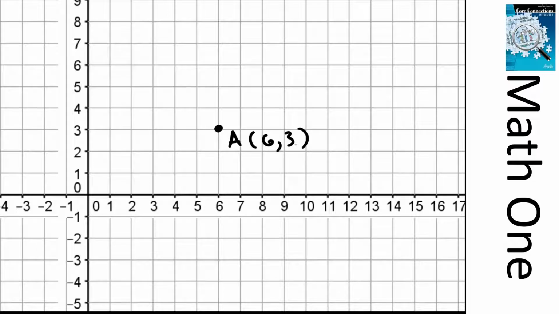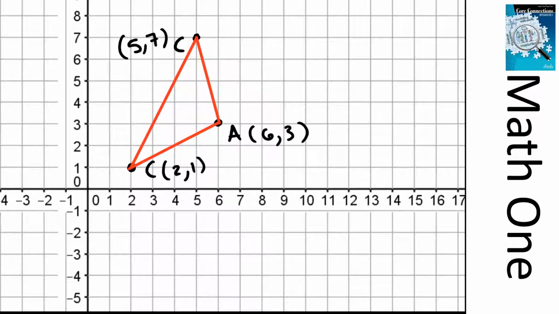My next point is B, and it's at x is 2, y is 1. So I go over 2 and then up 1, and then I will label this B. That's at 2, 1. And then the final point for this triangle is at C, which is at 5, 7. So I'm going to go over 5 and then way up to 7. So x is 5 and y is 7, and this is point C, and it lives at 5, 7.